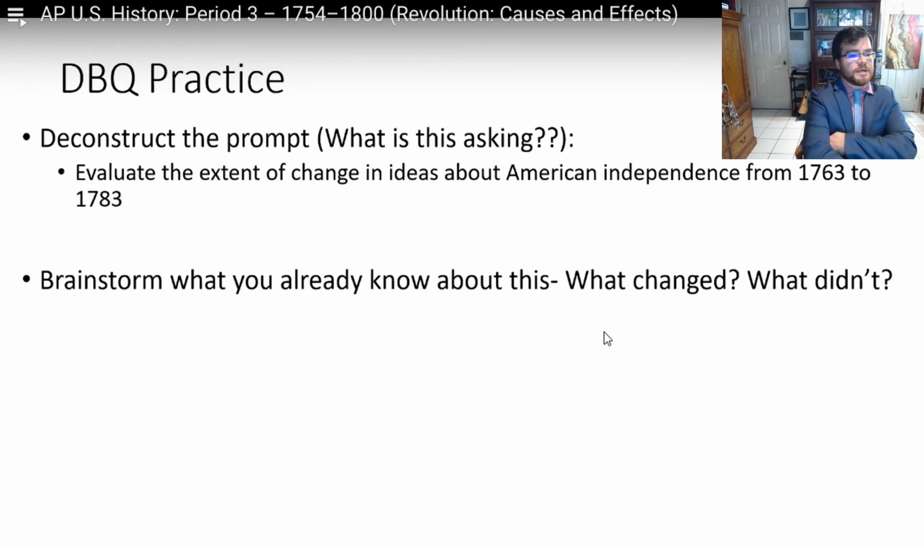So DBQ practice, guys. Let's look at this prompt because we might write this DBQ. Hint, hint. Evaluate the extent of change in ideas about American independence from 1763 to 1783. Oh, that's the DBQ from 2016, isn't it? Brainstorm. What do you already know about this? What changed? What didn't change? I'm going to give you 30 seconds, guys.